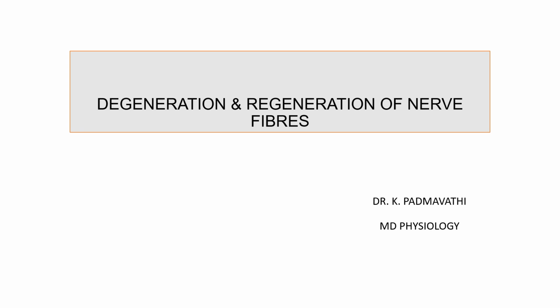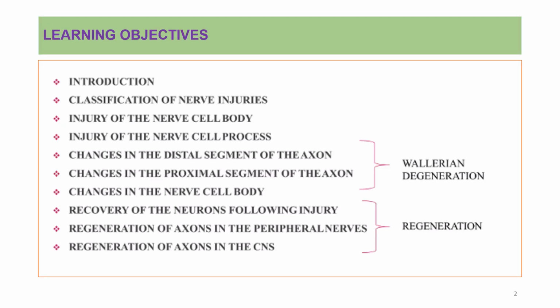Hi students, today in this class we will learn about degeneration and regeneration of nerve fibers. Our learning objective will be classification of nerve injuries and injury to the cell body, injury to the nerve cell processes, and the Wallerian degeneration and regeneration.